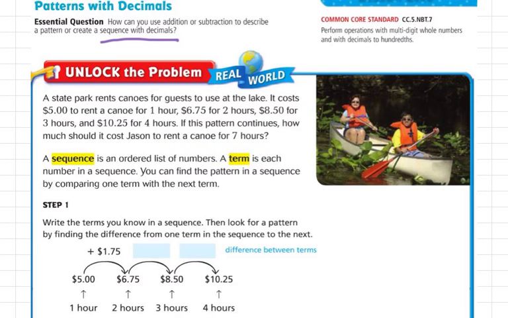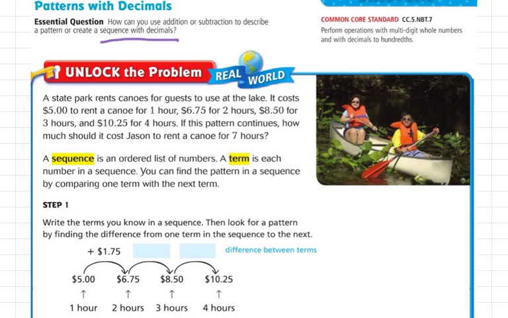So boys and girls, this is one of the vocab words that you should have made yourself note cards for at the beginning of chapter 3. A sequence is an ordered list of numbers. A term is each number in the sequence. So you can find a pattern in a sequence by comparing one term with the next term.